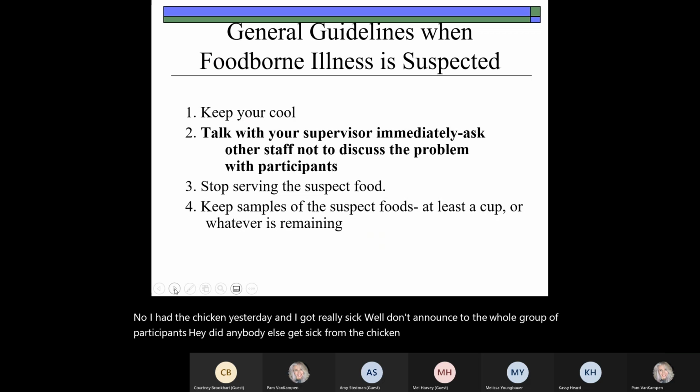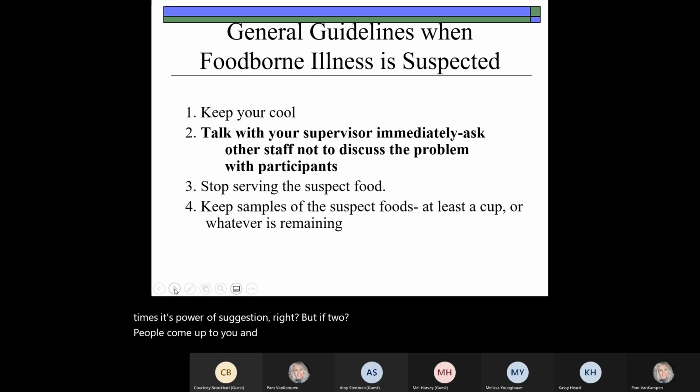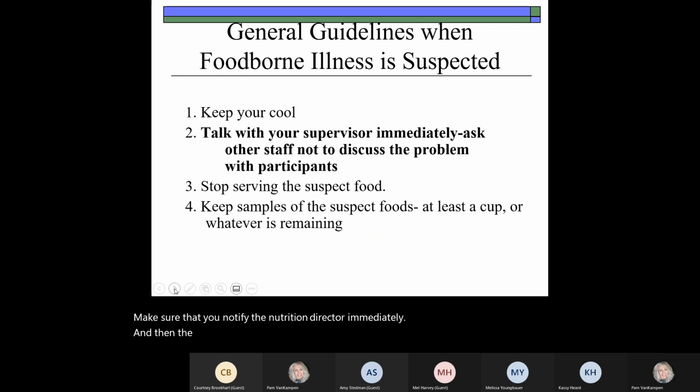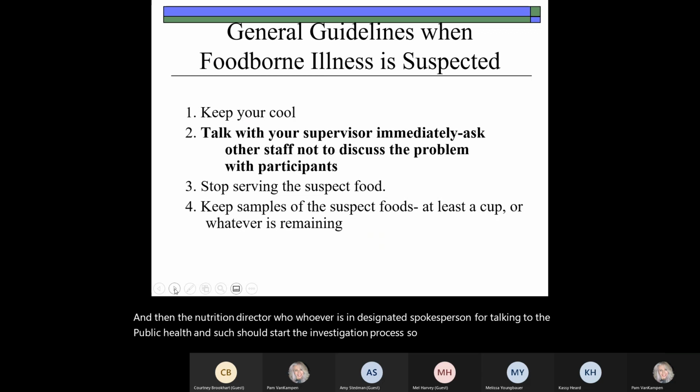Well, number one, a lot of times it's the power of suggestion, right? But if two people come up to you and say, did anyone else get sick from the chicken? This is a red flag. Make sure that you notify the nutrition director immediately. And then the nutrition director, whoever is a designated spokesperson for talking to the public health and such, should start the investigation process. So you stop serving the suspected food.